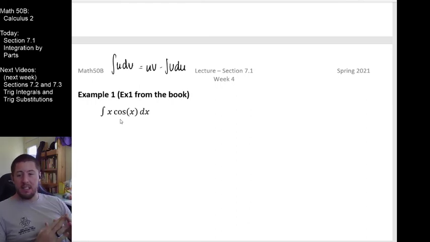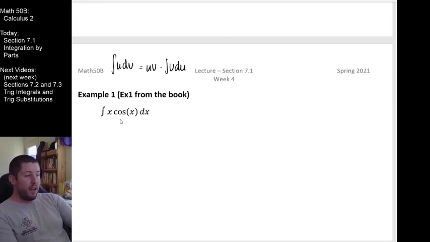The other thing I see here is that there's no chance that u sub is going to help us. What u sub helps us do is undo the chain rule. It helps us undo composition of functions. There's no composition here. We have a simple function x times a simple function cosine of x. There's no layering of functions together. It's just a product of two things.